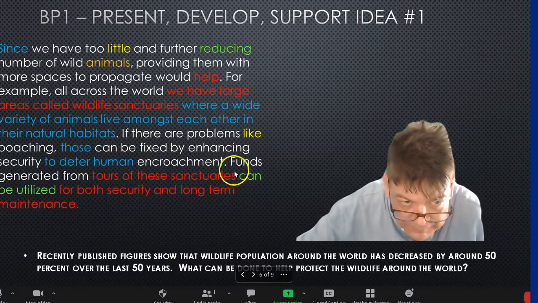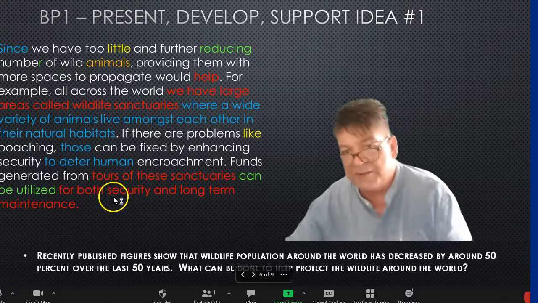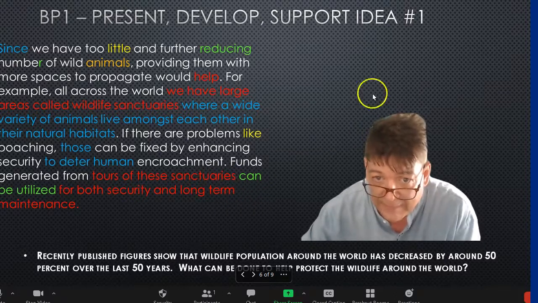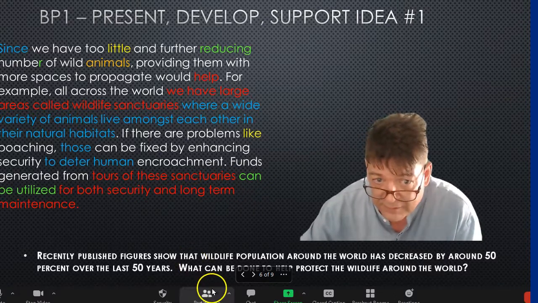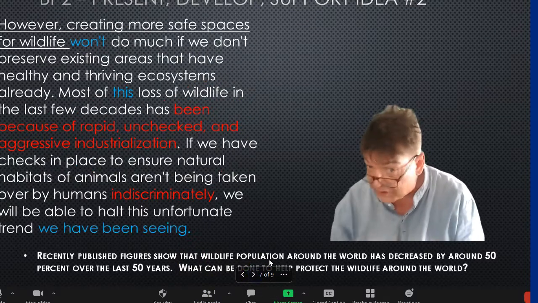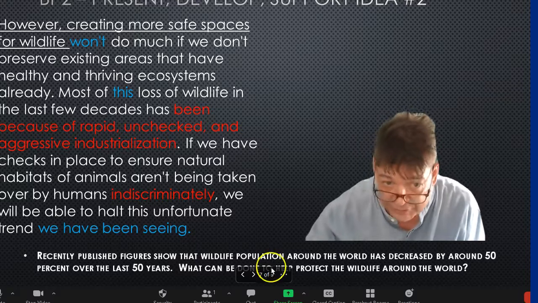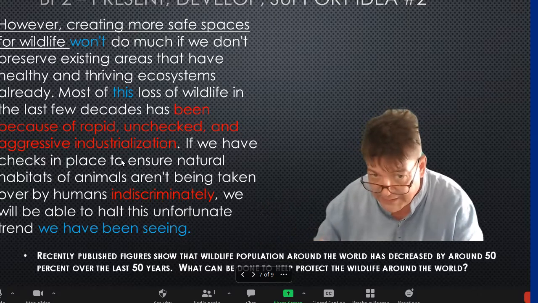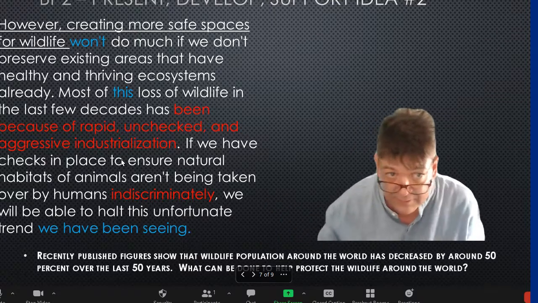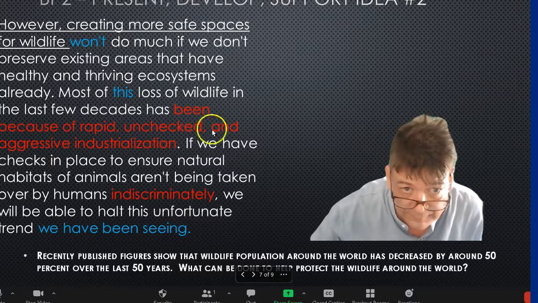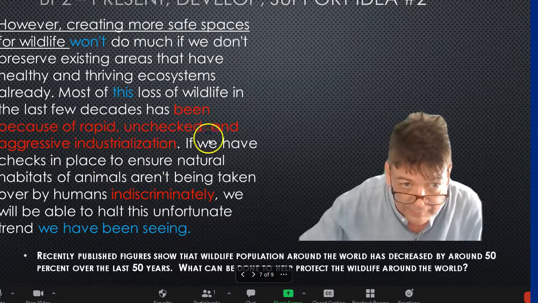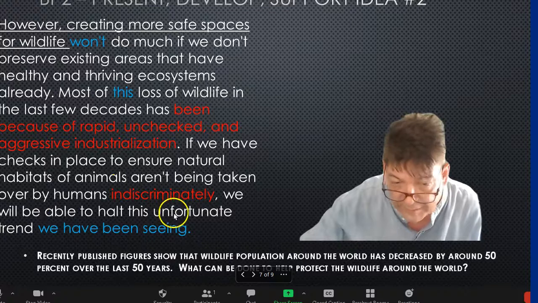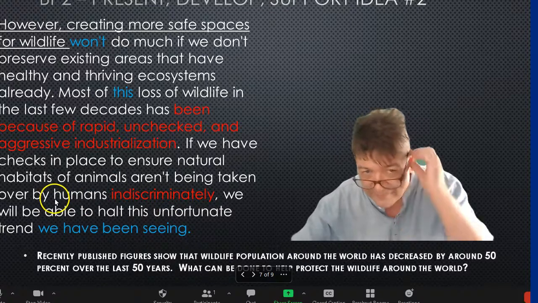Next one. "Funds can be utilized." It's great that you're using a modal passive verb. Okay, "can be utilized." That's great. But once you've done it, repeating it doesn't help. In fact, it hurts because you need to show a broad range of grammatical structures. And anytime you repeat the same structure, and here you do it again, okay, "if we have checks in place to ensure we will be able to..." Well, that's future form, but okay.